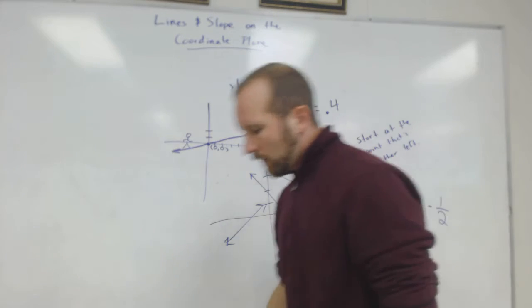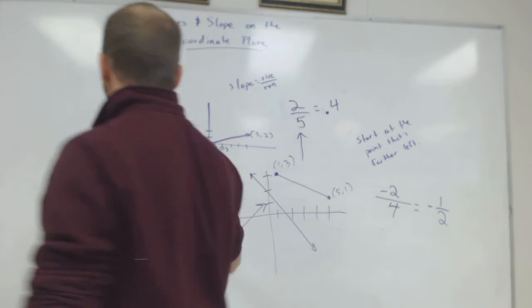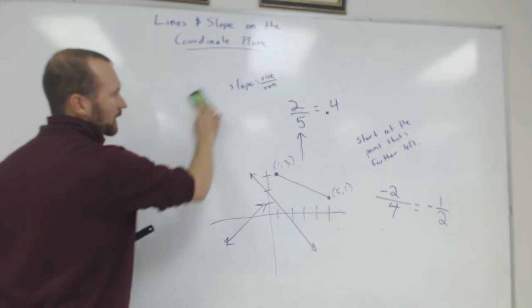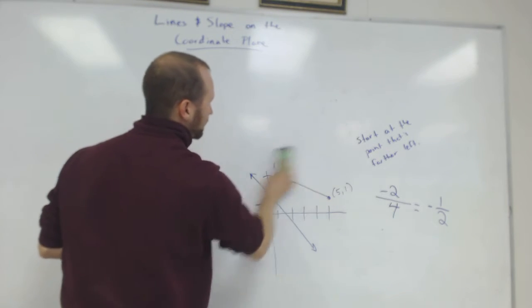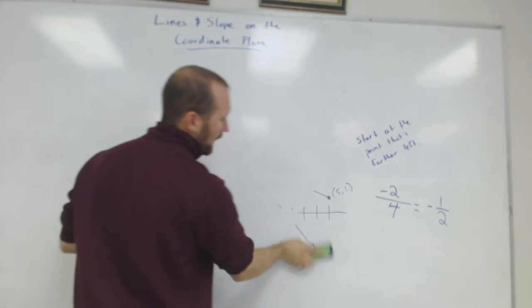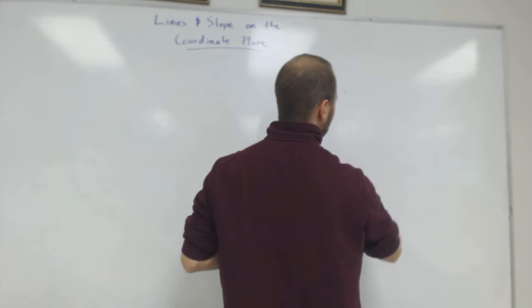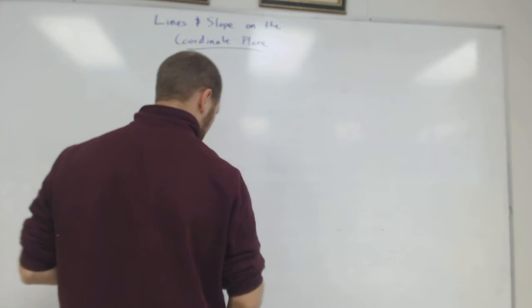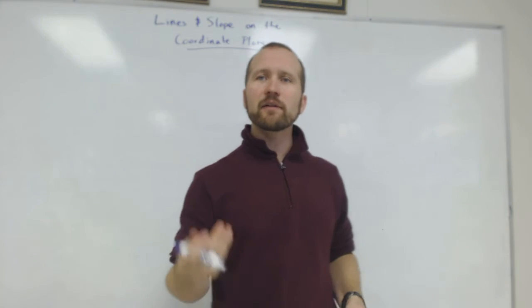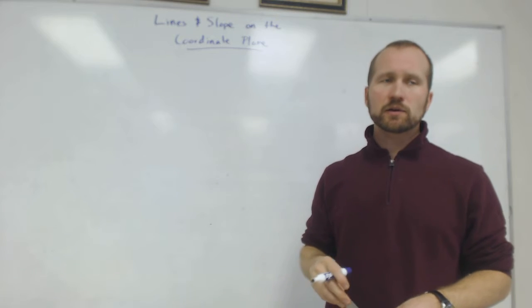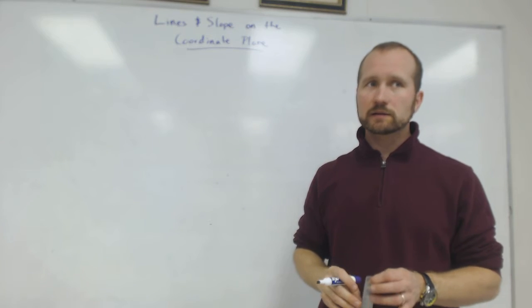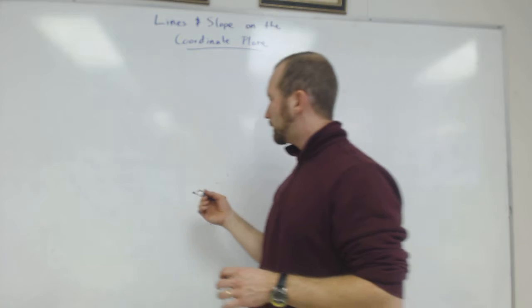Right? So all slopes have a sign. They're either positive or negative. And then they have a value, right? They have that rise over run. It could be a fraction. It could be an integer. But they all have a sign and a number. So you're always looking for that when you're finding this slope.